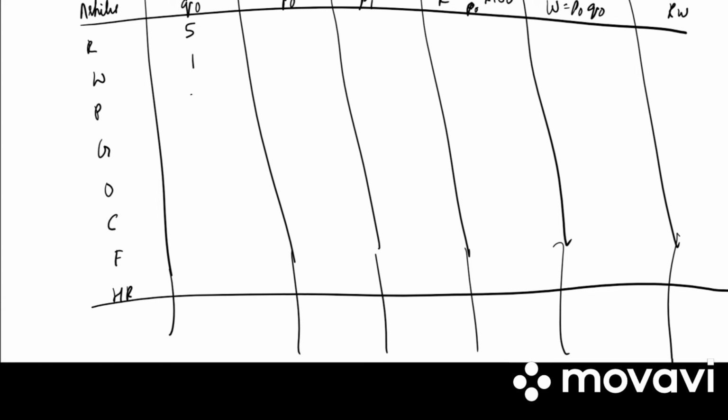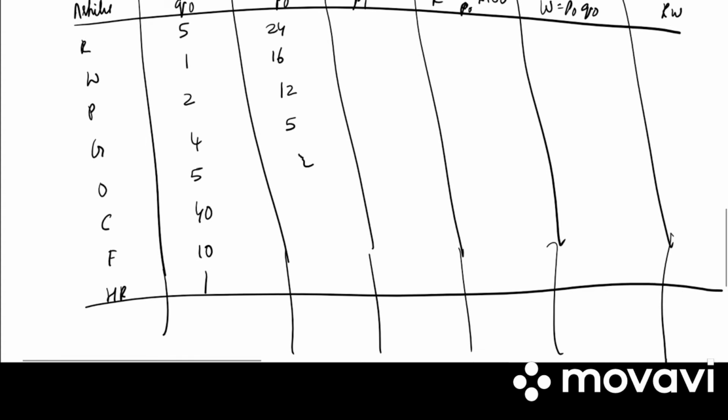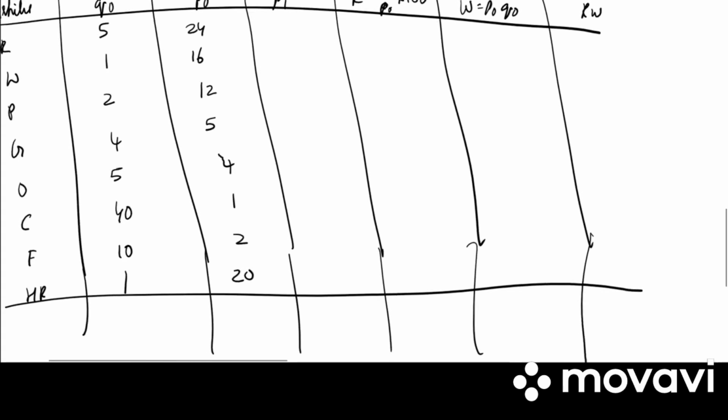Five, 1, 2, 4, 5, 40 meters, 10, 1. 24, 16, 12, 5, 4, 1, 2, 20. 30, 20, 18, 6.25, 5, 1.5, 2.5, 25.